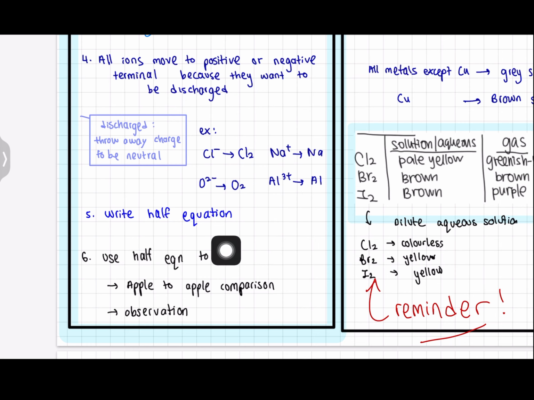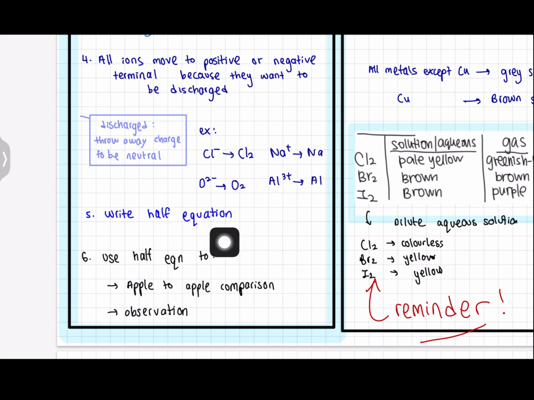Number 6 is use your half equation to do an apple-to-apple comparison. You have to compare between the left side and right side, and then state your observations. Now, observation plus color, these are very important. So let's say if your product is metal, right? So you can see a solid, right? So what's the color of the solid? If it's a gray solid, then gray solid is the positive.